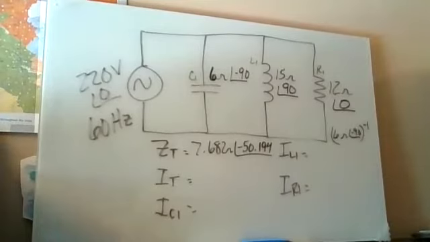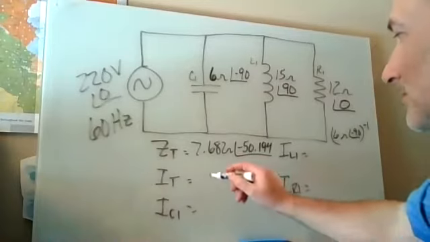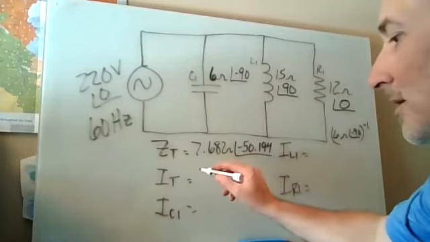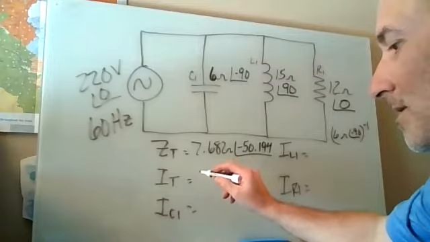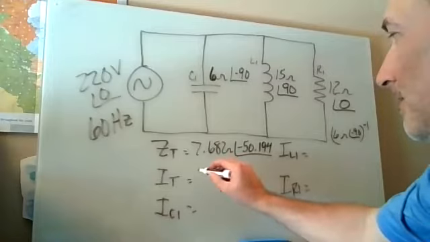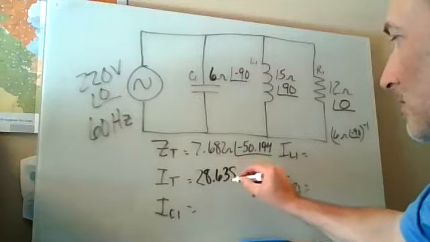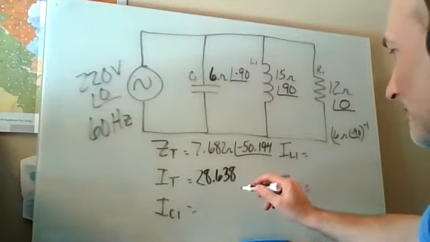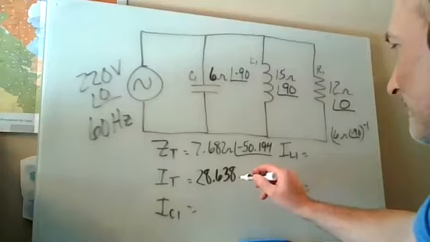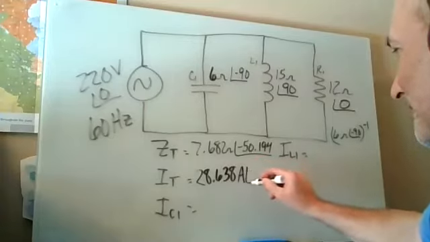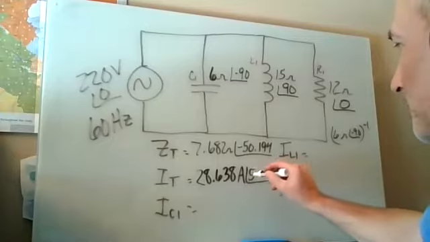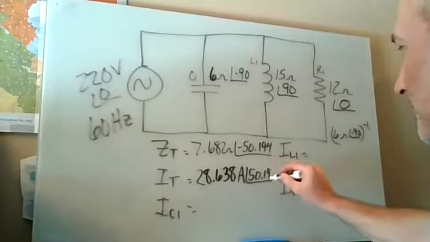So what do we get for I total? Somebody give it to me. 28.638 at an angle of 50.194. 28.638 what? Oh, amps. Amps. At an angle of 50.194. Yep.